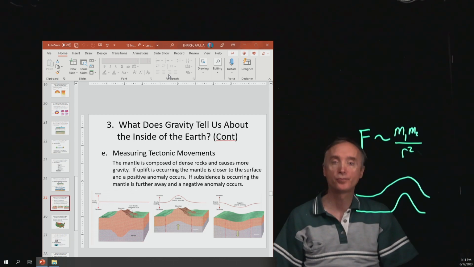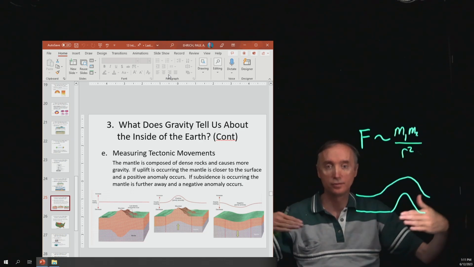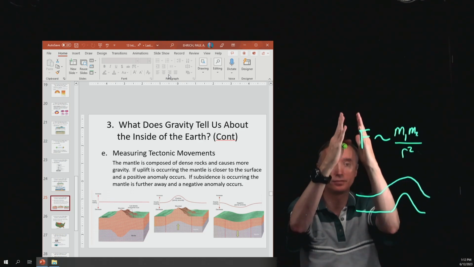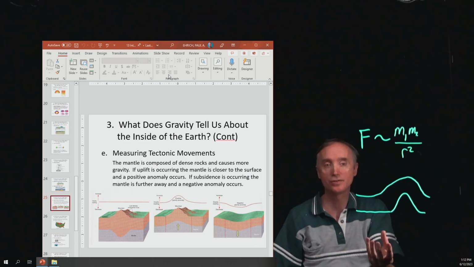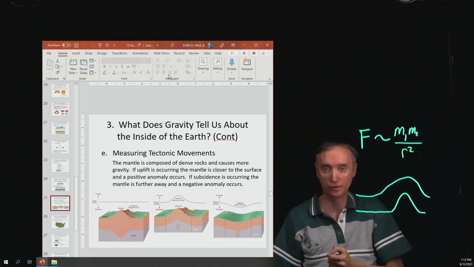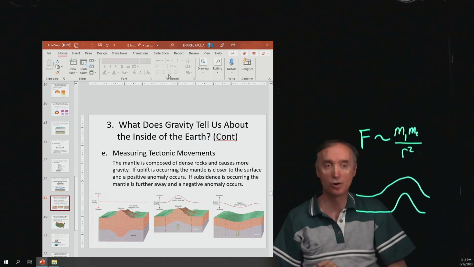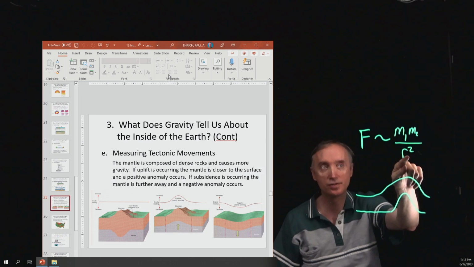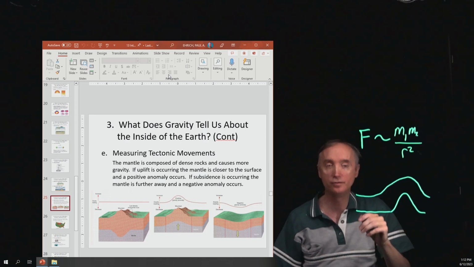Okay, so if uplift is occurring, where you have uplift, so stuff is doing this, then that means the mantle is going to be closer to the surface. That means the distance is going to be smaller. If the distance to the surface is smaller, that means the force of gravity is going to be greater, and that's going to be called a positive gravity anomaly.